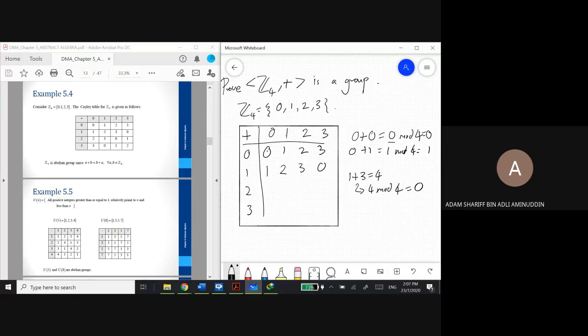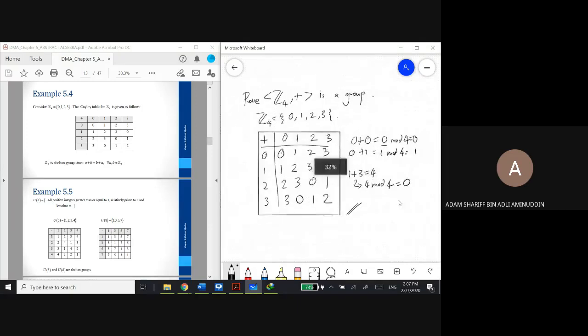Abstract algebra is a subject you must master from the first chapter up until now. This one will be 2, 3, 0. 2 plus 3 is 5. 5 mod 4 is 1. And lastly, 3, 0, 1, 2. This is how you get the Cayley table for addition.